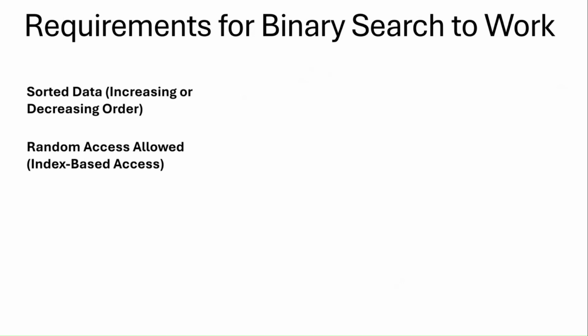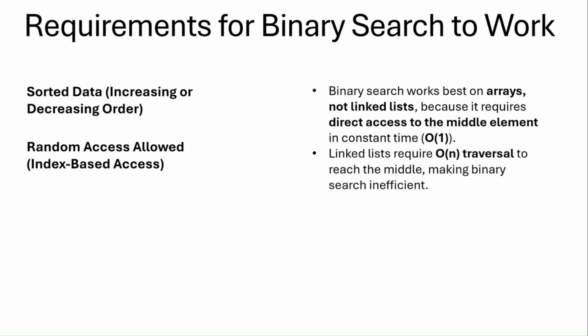The second requirement is random access allowed, index based access. So binary search works best on arrays, not linked lists, because it requires direct access to the middle element. We need to find the middle element, and only then can we divide the search space by going to the left or going to the right. And that we need to do in constant time.